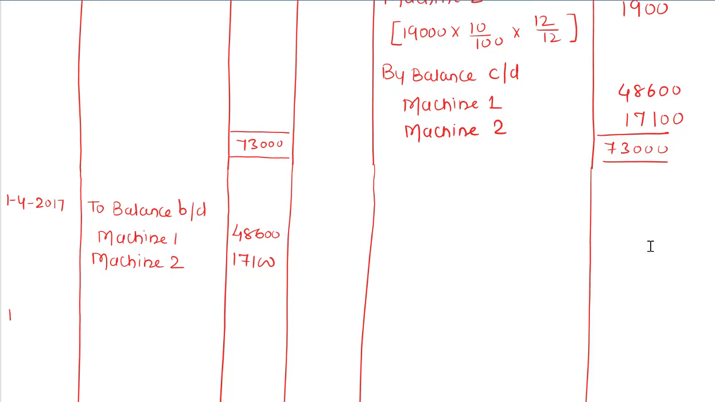We have also purchased a machine in this year on 1st October 2017. We have purchased a new machine. So to bank account, new machine purchased, that is machine 3. Amount is 40,000. Let's calculate the depreciation.